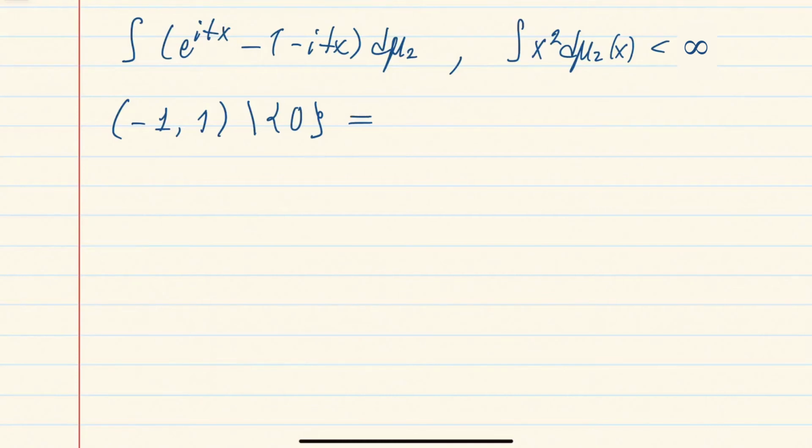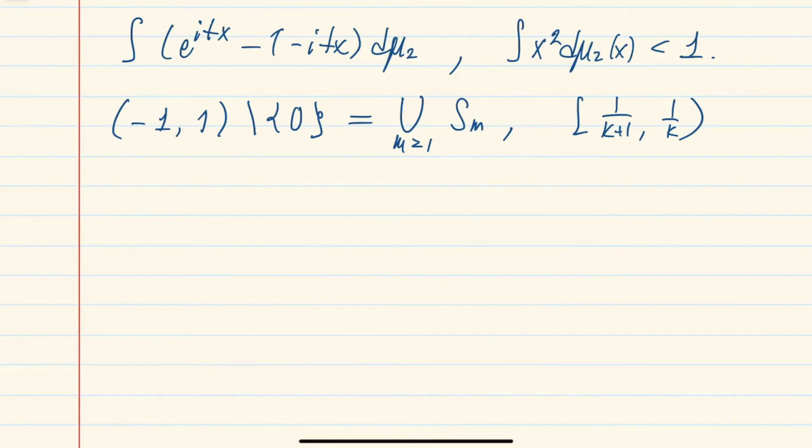And then I want to split this interval into a disjoint union of some sets separated away from 0. So for example, we can take these sets to be intervals of the form 1 over k plus 1 up to 1 over k on the positive side and just flip them on the negative side. So plus minus these intervals. And then I want to write the above integral as a sum over m of integrals over these intervals.